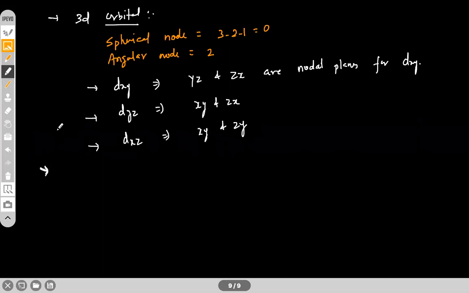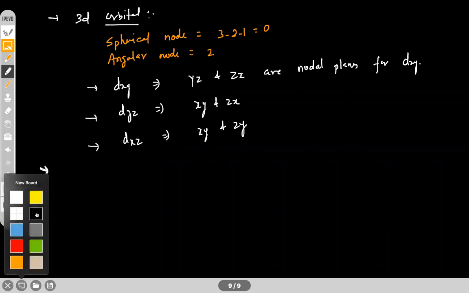Now, this is the second type of question they ask. Fourth and the last type we have. One is related to the number of nodes. Other one is the graph types. Third one is, what nodal planes do we have? And the fourth one is this type of question. I will show you here.